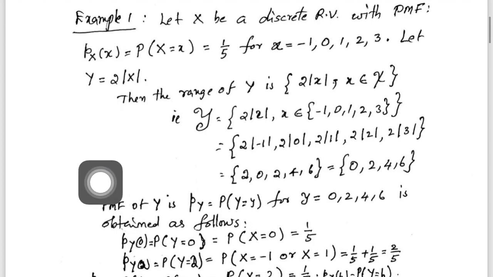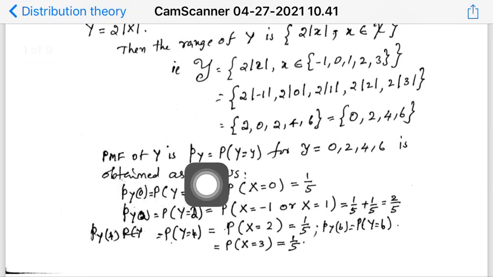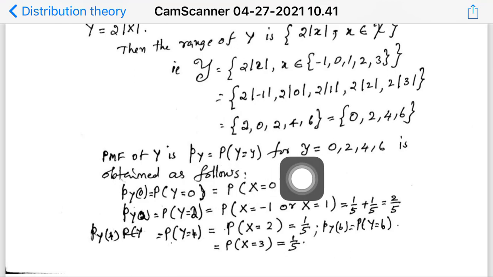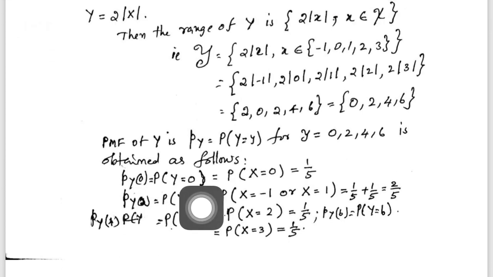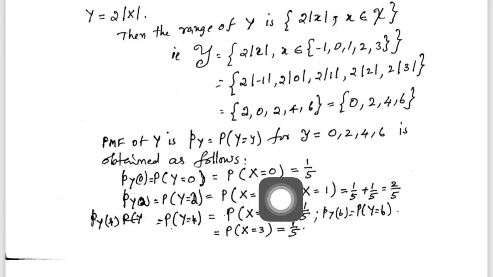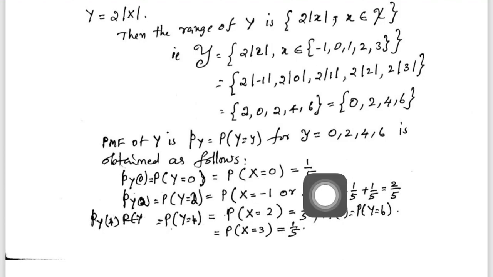Now you see how the probability mass function of Y is obtained. That is, p_Y(y), the probability that Y takes the value y, for y equal to 0, 2, 4 and 6, is defined as follows. p_Y(0), that is the probability that Y takes the value 0, is only the probability that X takes the value 0, because Y takes the value 0 only when X takes the value 0. So there is only one component, and it is equal to 1 by 5.